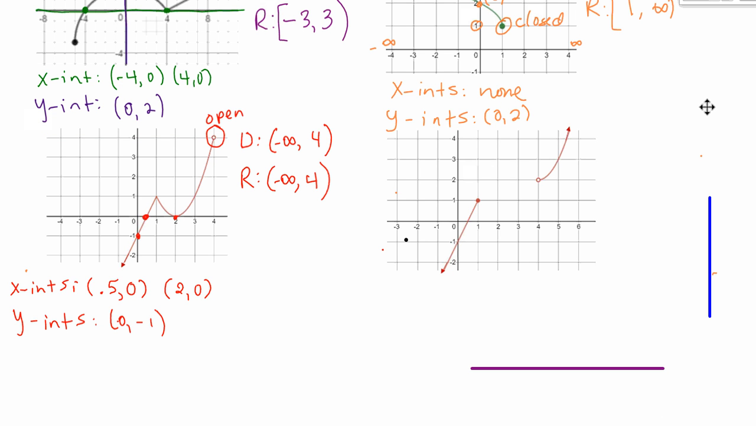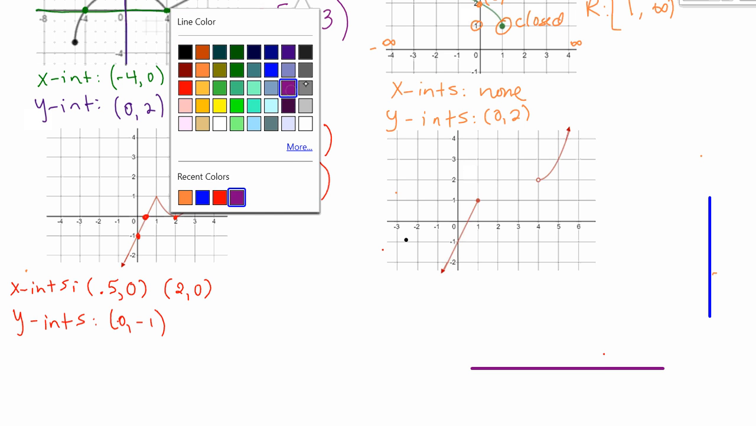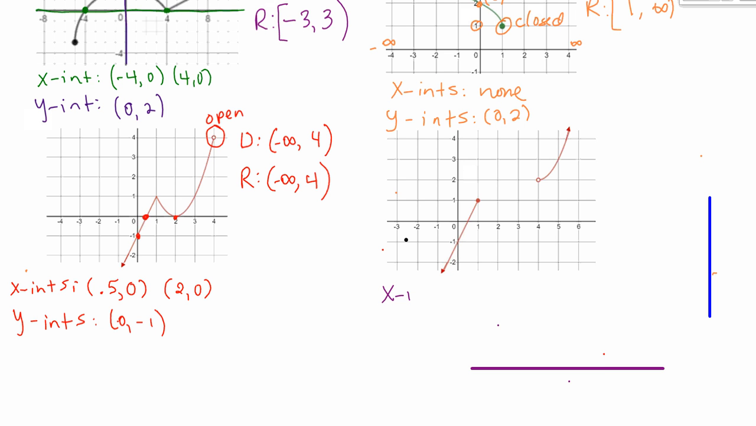Okay, this one right here. Let's see, x-intercepts. Looks like it crosses right there, and that's it. So at 0.5 and 0. y-intercepts. Looks like it's -1 again. 0, -1.